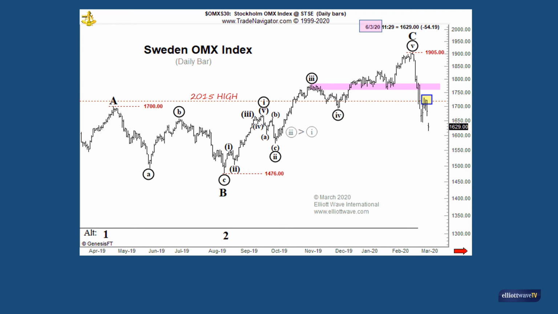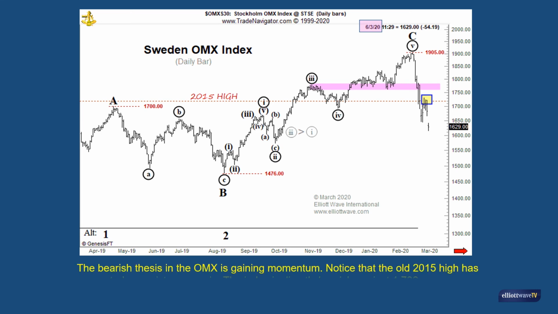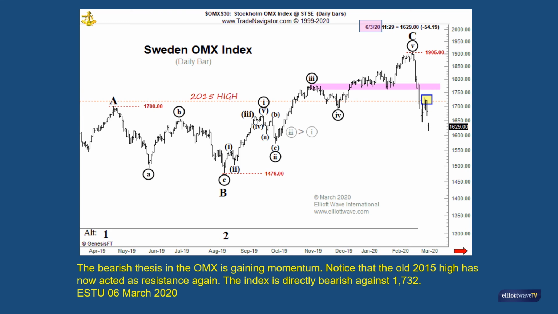On the 6th of March, the European short-term update showed this chart, highlighting more evidence for a bearish stance, stating, "The bearish thesis in the OMX is gaining momentum. Notice that the old 2015 high has now acted as resistance again. The index is directly bearish against 1732."